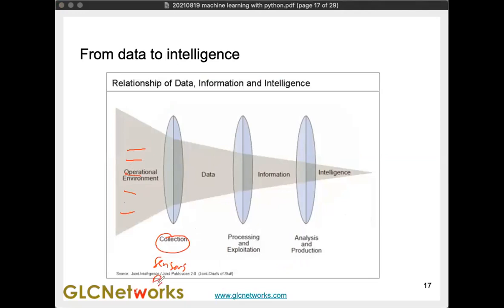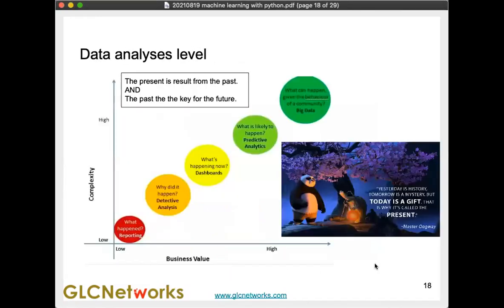Sensors or past data, and then here's the data, and then we process the data, and then we get the information. And then after we do analysis and production, we can get the intelligence, for example, a model for the data, and then machine learning can do that job. Okay, so the data analysis level.